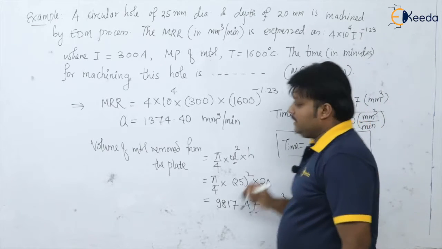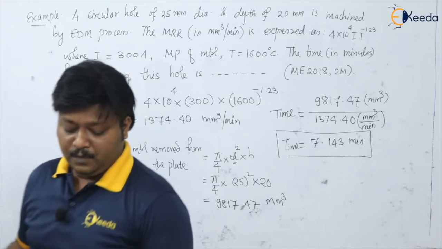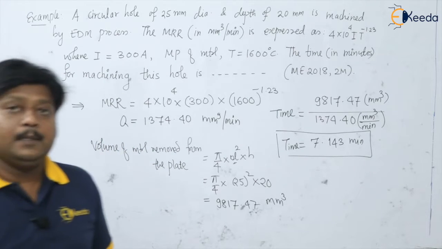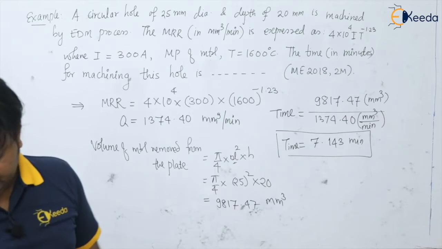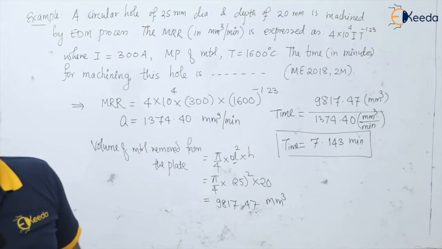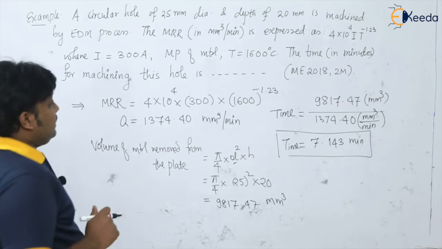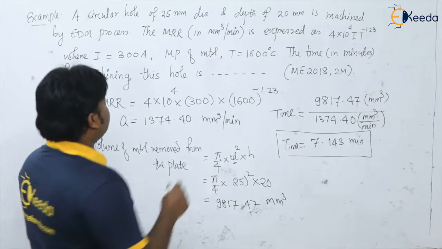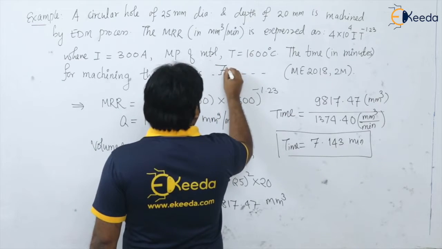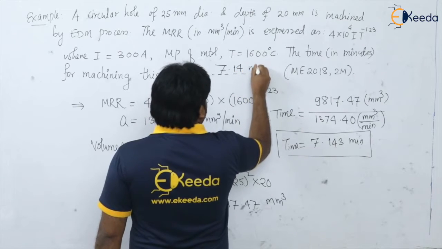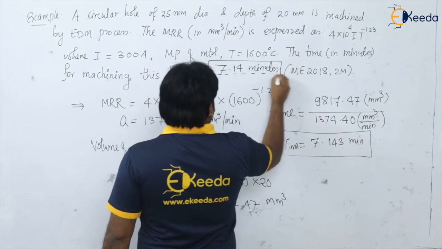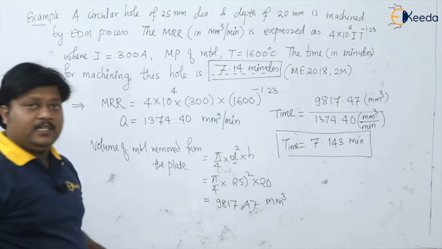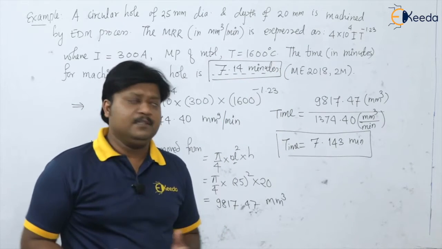So how much time required? The answer will be 7.143 minutes. Let me check whether this is correct. Yes, it is correct. 7.14 is the answer. So how much time required? 7.14 minutes. So see, this is how they are asking the questions on the EDM.